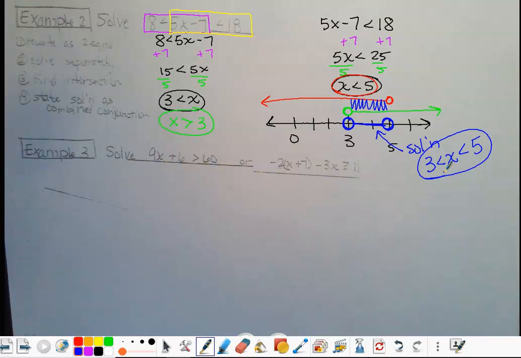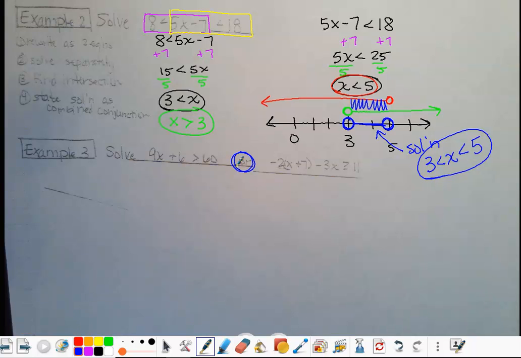Give you a minute on that one. Now let's look at the next one. We're solving 9x plus 6 is greater than 60, or, notice the or, so now we're switching over to the disjunction, or negative 2 times the quantity x plus 7 minus 3x is greater than or equal to 11. Some of these equations are getting a little more complicated, as well as working on the inequality. So let's start with that first one.